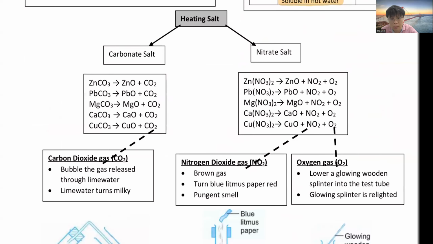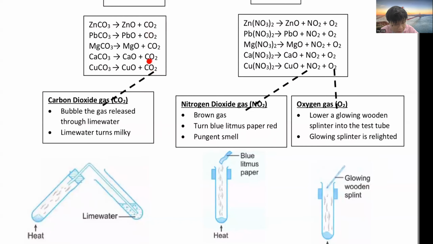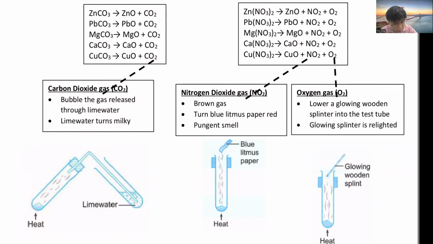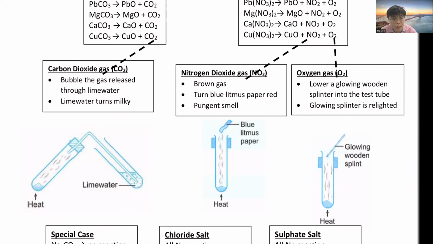Then for heating salt, normally in SPM, the favorite questions are carbonate and nitrate salt. It's very simple. When you heat all the carbonate here, right, it all will come out oxide, oxide, oxide, oxide, oxide. Then for CO3 will come out CO2 gas. And how to test carbon dioxide gas is to bubble through the lime water, it will turn cloudy. So this is a very common diagram coming out in exam.